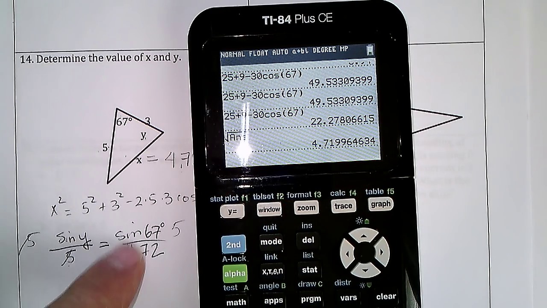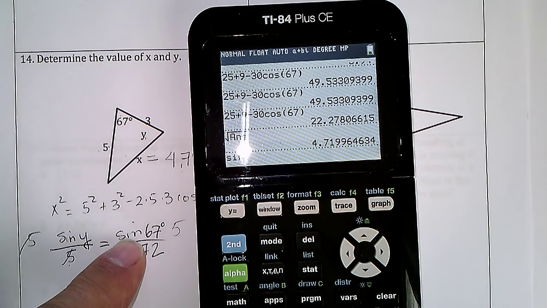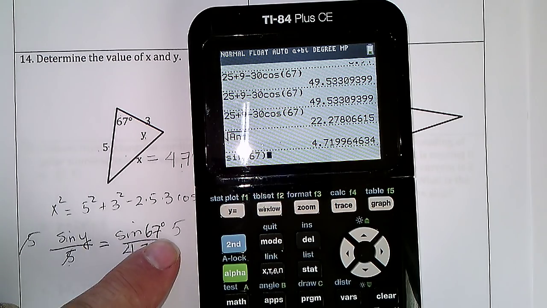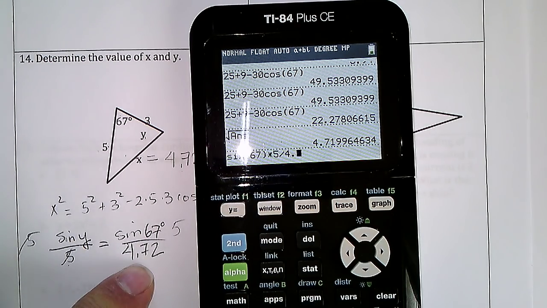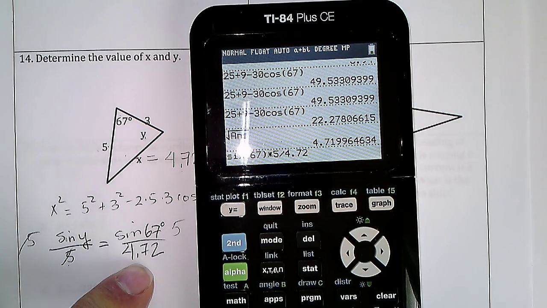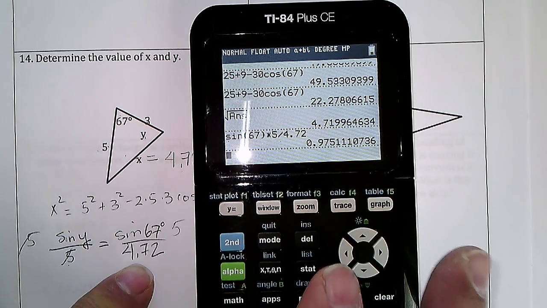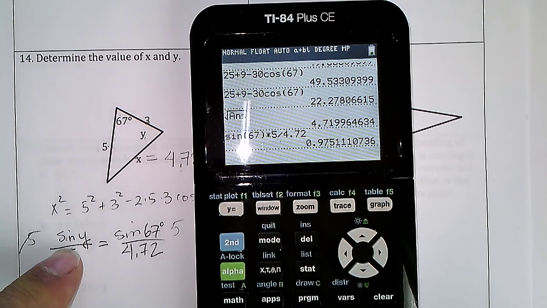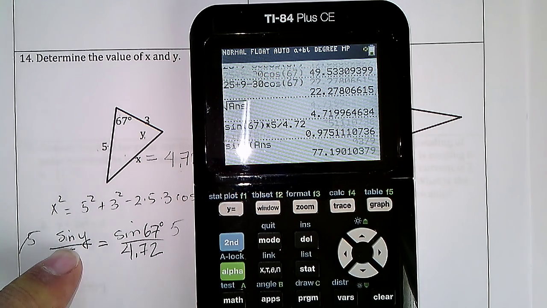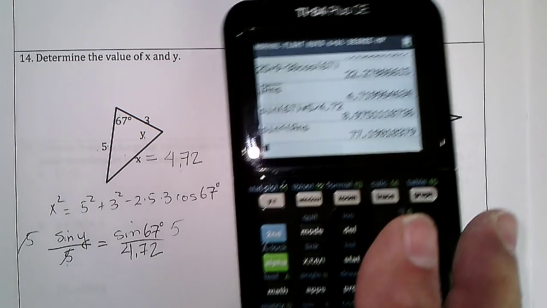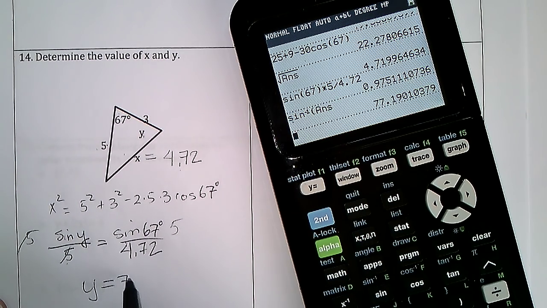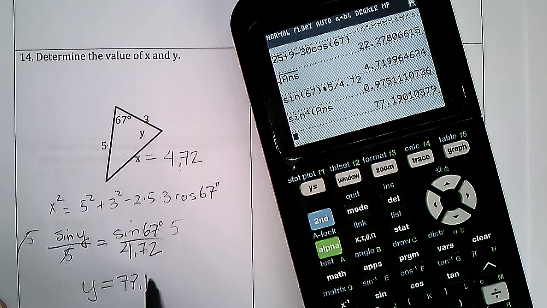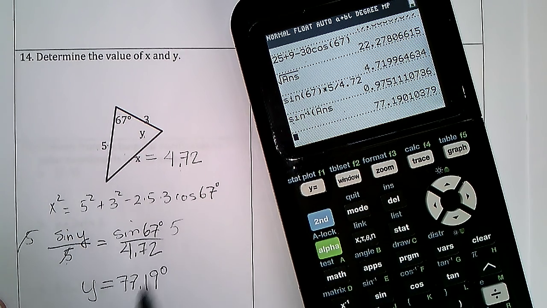And so I'd have sine 67 times 5 divided by 4.72. That's what the sine of y is. So then I take the sine inverse of that answer, and I get y to be 77.19 degrees.